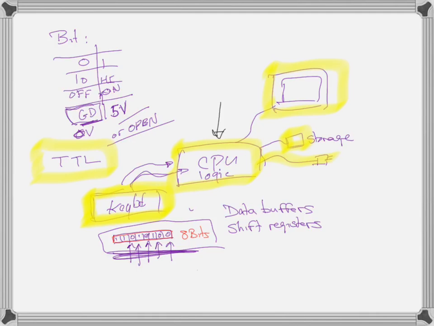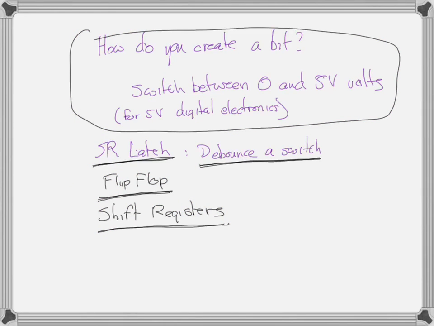So that's the discussion about how you create a bit. How do you create a bit? Therefore, you're switching between 0 and 5 volts. What do I mean by switching between 0 and 5 volts?